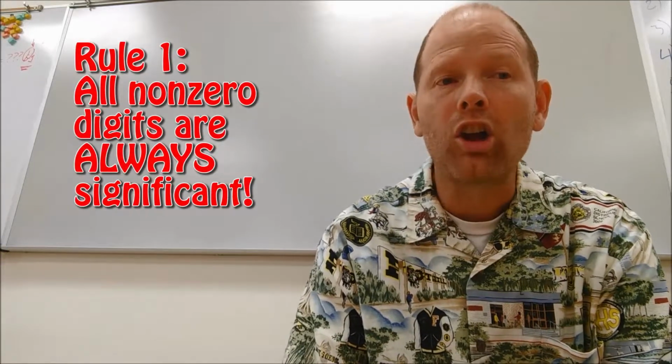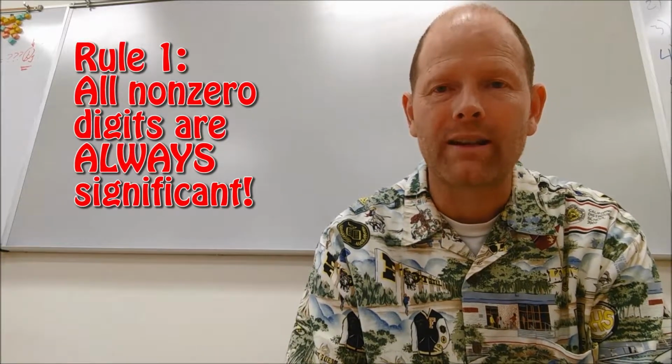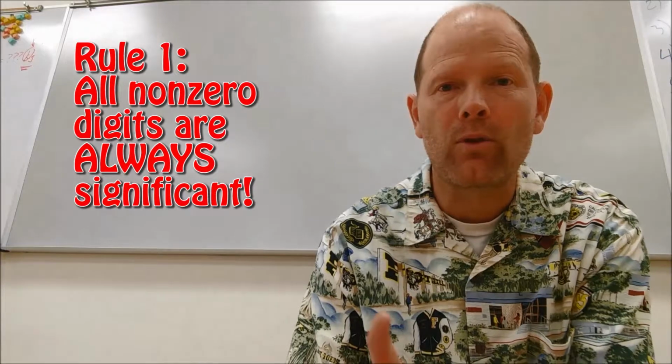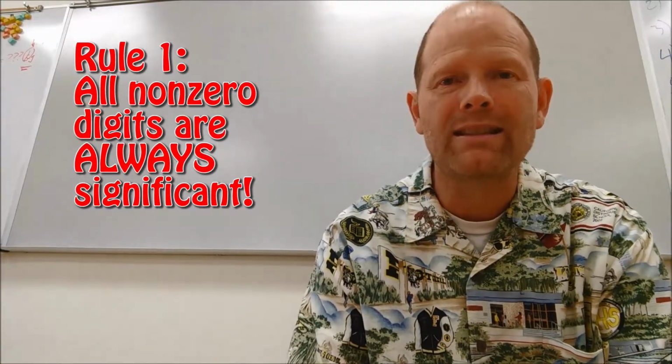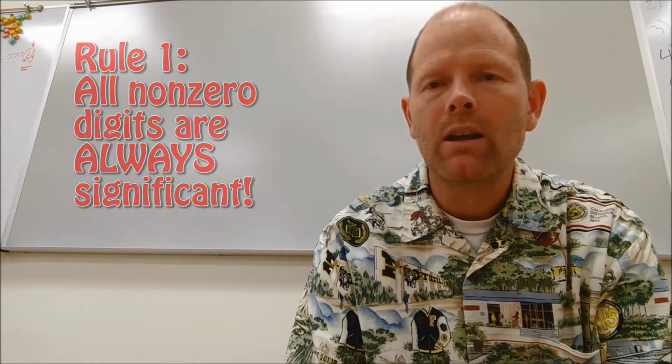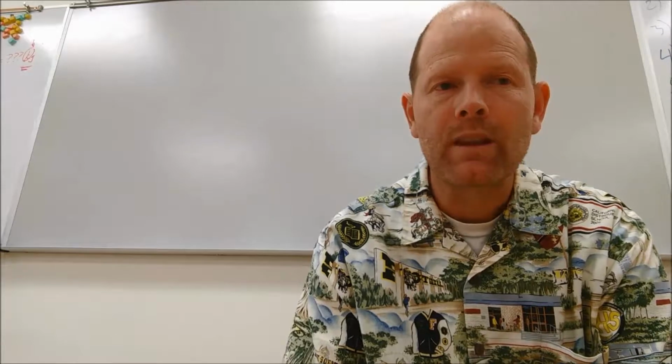First rule: all non-zero digits are always significant. So anything 1, 2, 3, 4, 5, 6, 7, 8, 9, if you see that number, it was given to you, that means they actually measured it. The zeros are tricky. So the next 3 rules are all about the zeros.